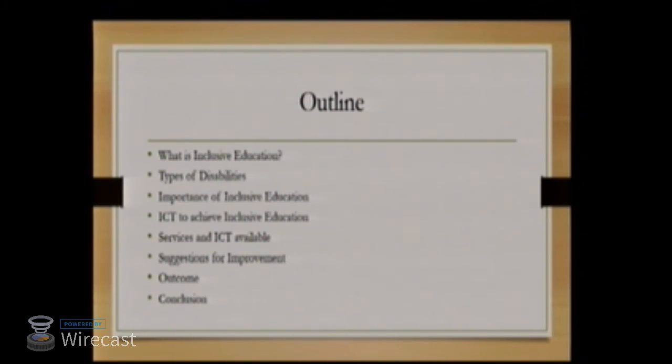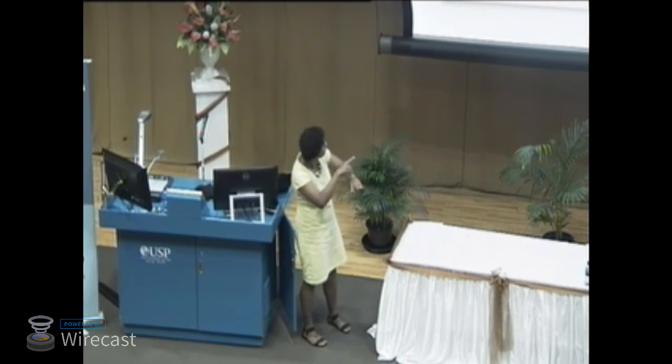This will be the outline of my presentation this morning. We're going to start with what is inclusive education, types of disability, importance of inclusive education, ICT to achieve inclusive education, services and ICT available here at USP, suggestions for improvement, outcome, and the conclusion.